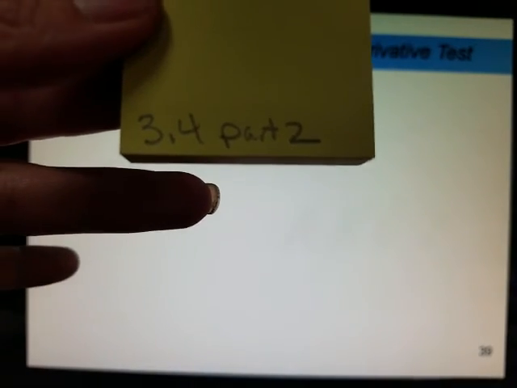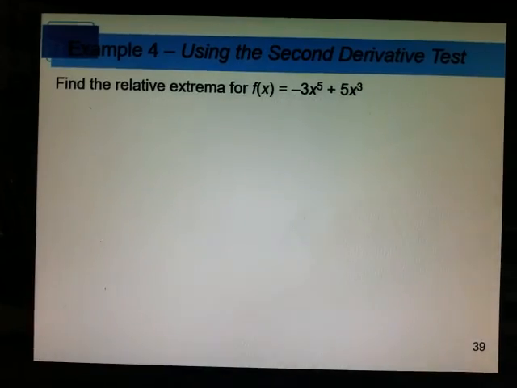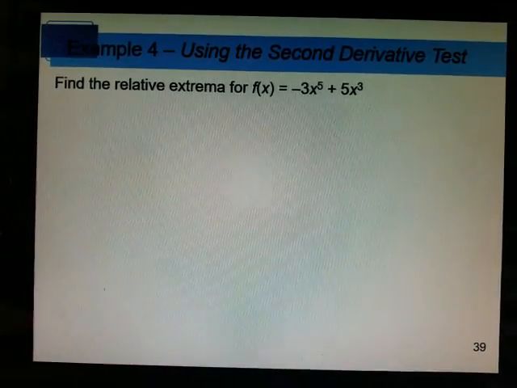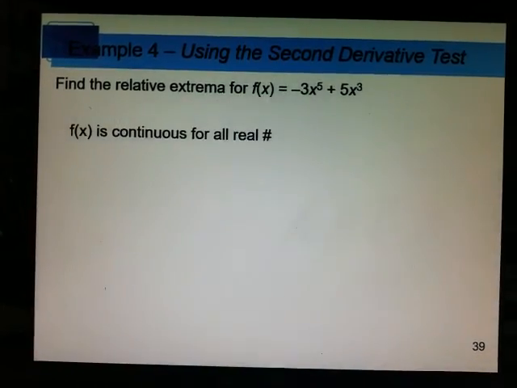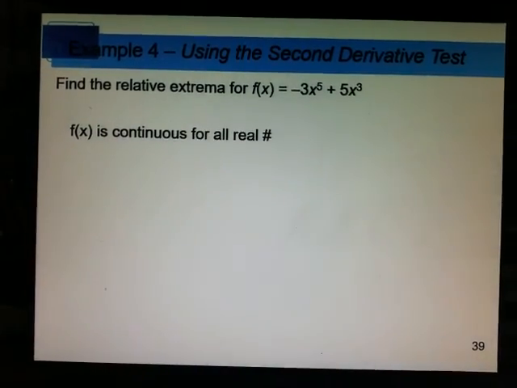All right, 3.4 part 2. Using the second derivative test, find the relative extrema for this function. So we usually would find our relative extrema by taking our first derivative and finding out when that is 0 and undefined to get those critical values and do the first derivative number line.